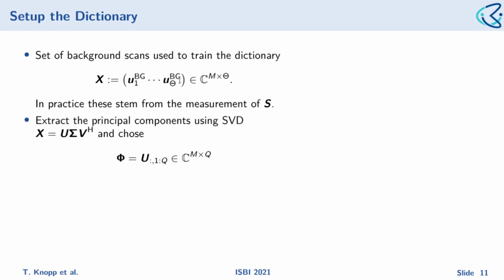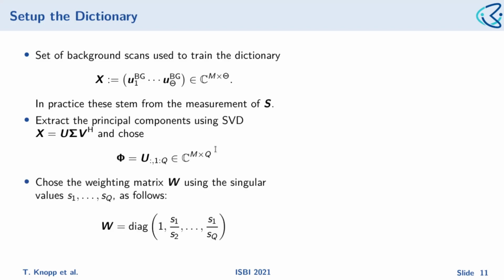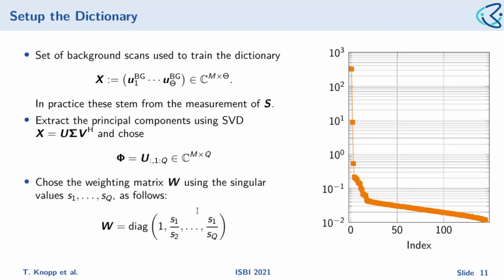Since the background signals are all very similar, and since the drifting part can be much smaller than the non-drifting part, we apply a singular value decomposition, and then use only the Q largest left singular vectors as the matrix phi. The matrix W is used to weight the matrix phi according to the magnitude of the associated singular values. In this plot, one can see the singular values of a typical background matrix. It can be seen that the singular values decay rapidly, such that the number of background coefficients Q can be set to a small value.